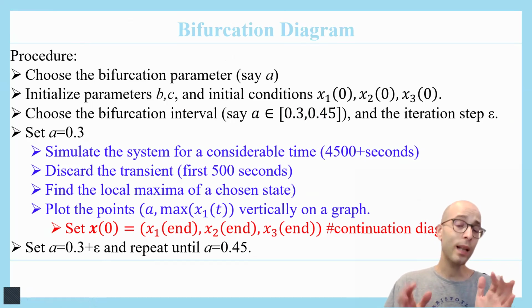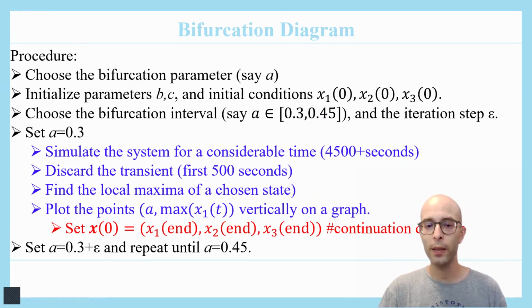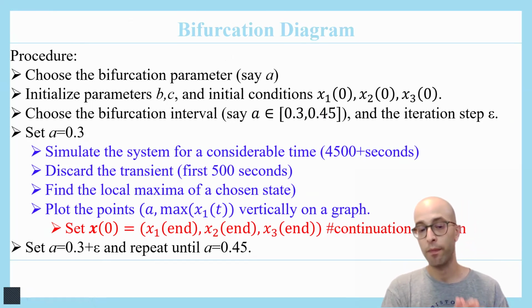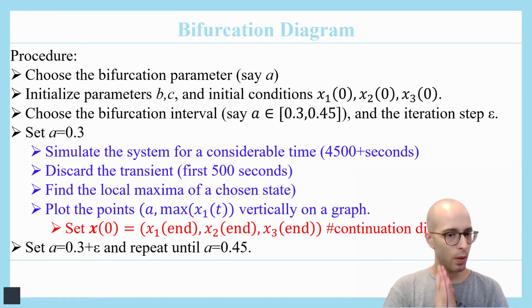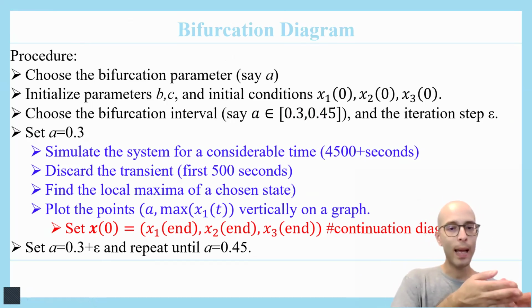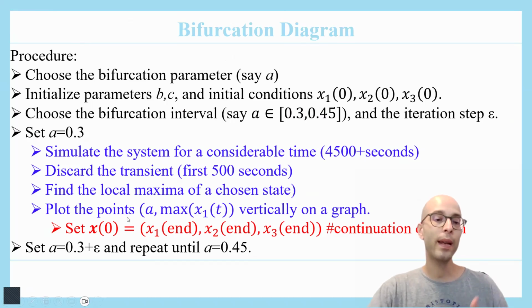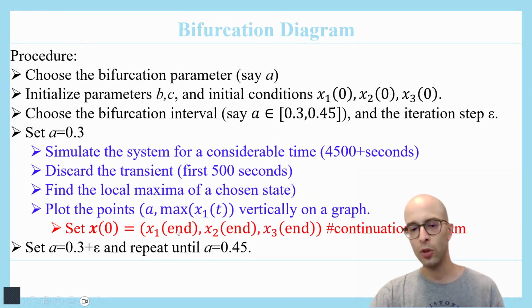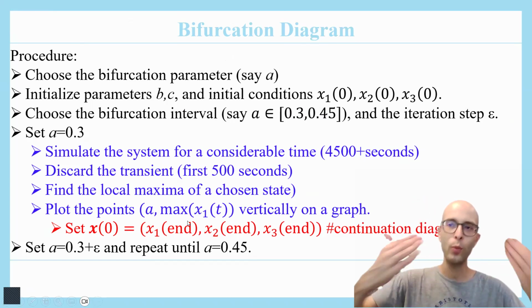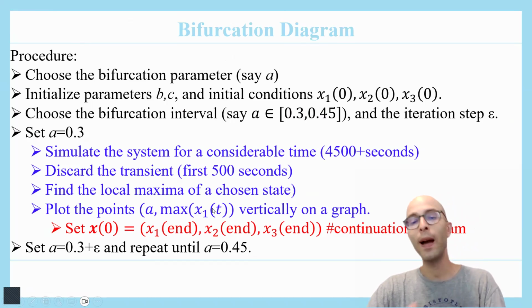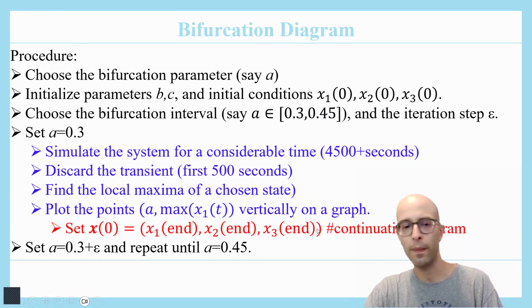Okay. As a side note, take a look at the red line. The diagram that I have described is the classic bifurcation diagram. But a variation of this, what people do is this. Each time they complete the solution of the system, they set the initial conditions equal to the final conditions of the current simulation. Okay, so after you simulate the system, you plot the local maxima, you change the initial condition. You set x0 equal to the final value from your simulation, okay?